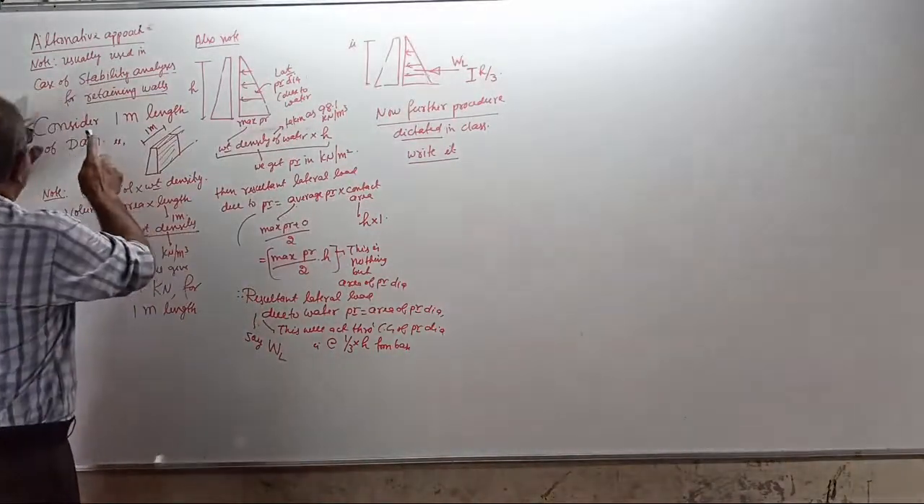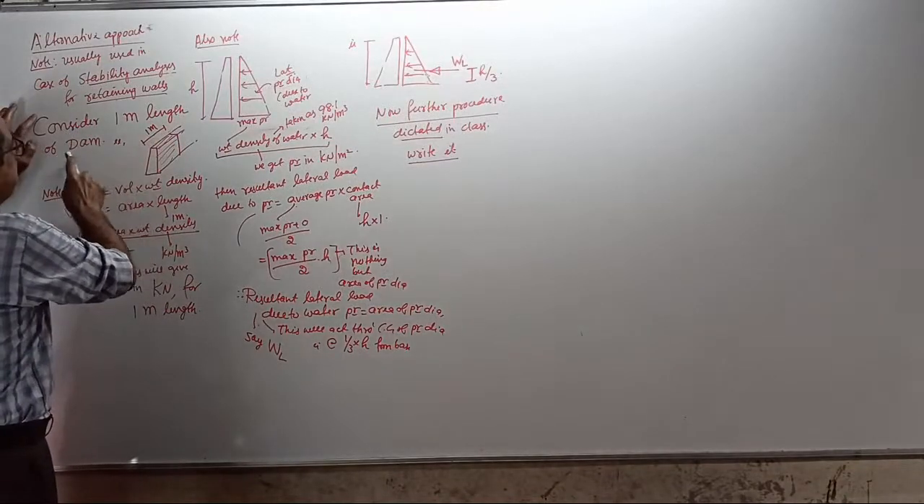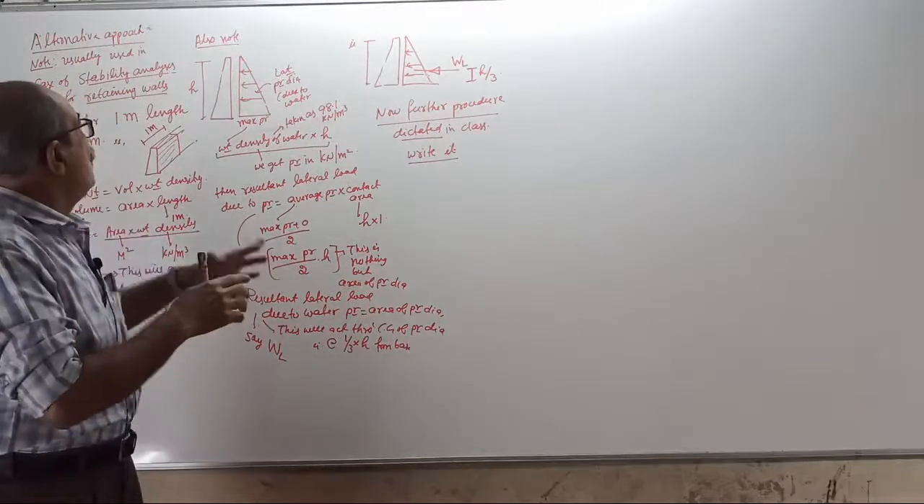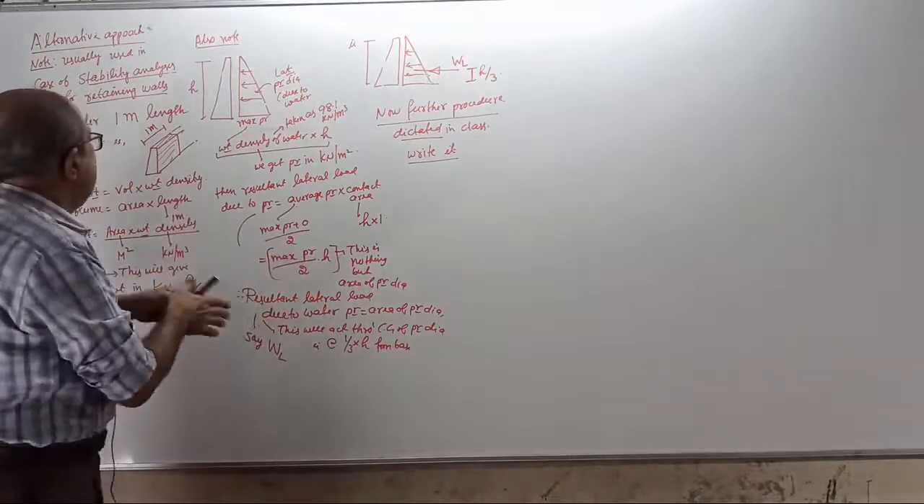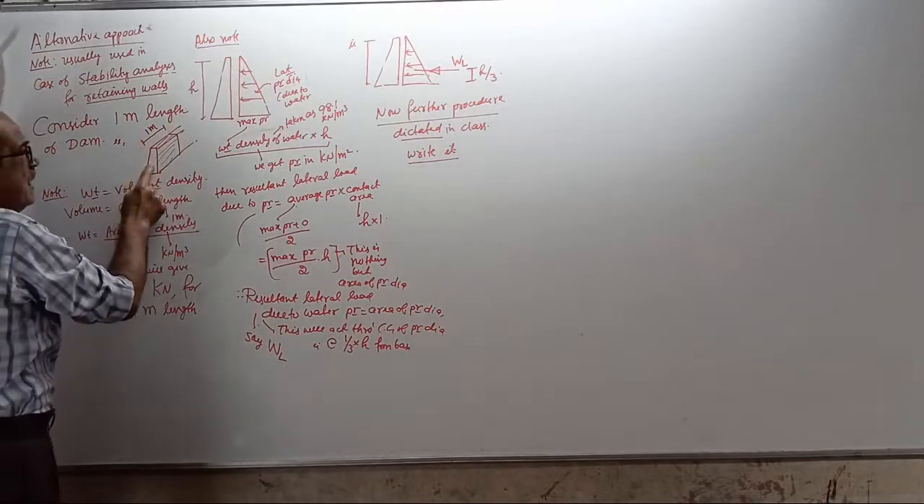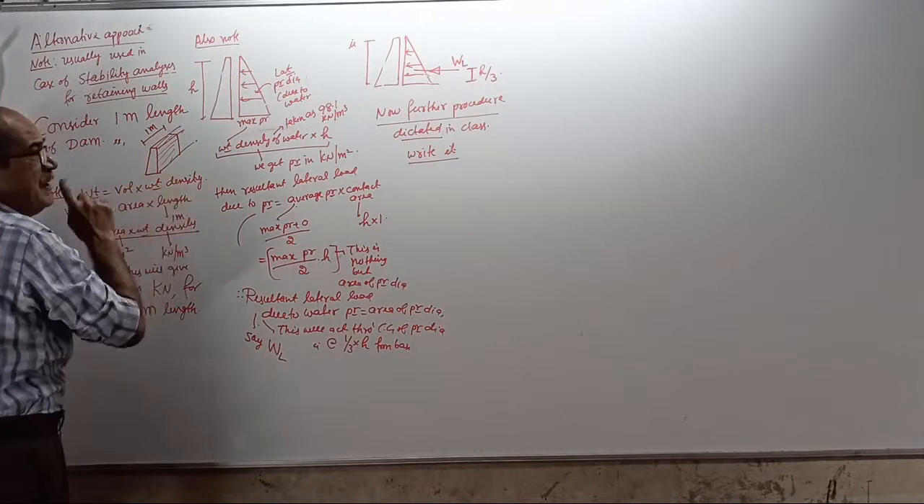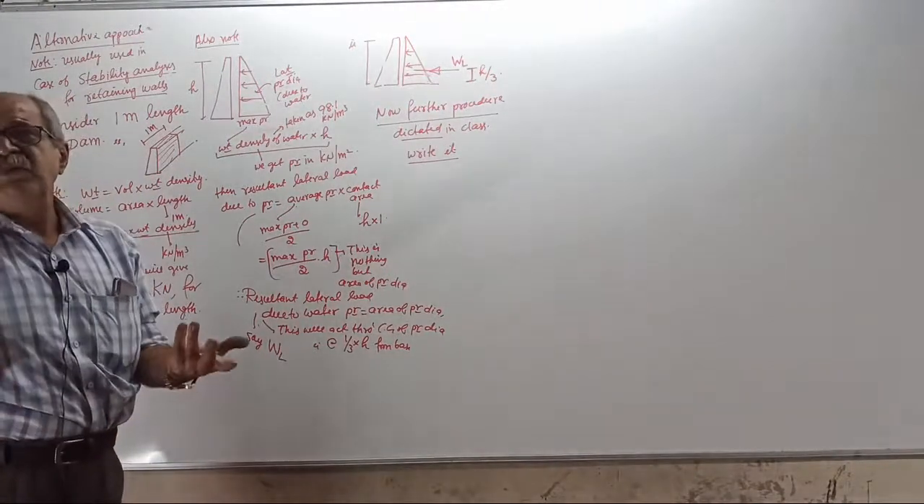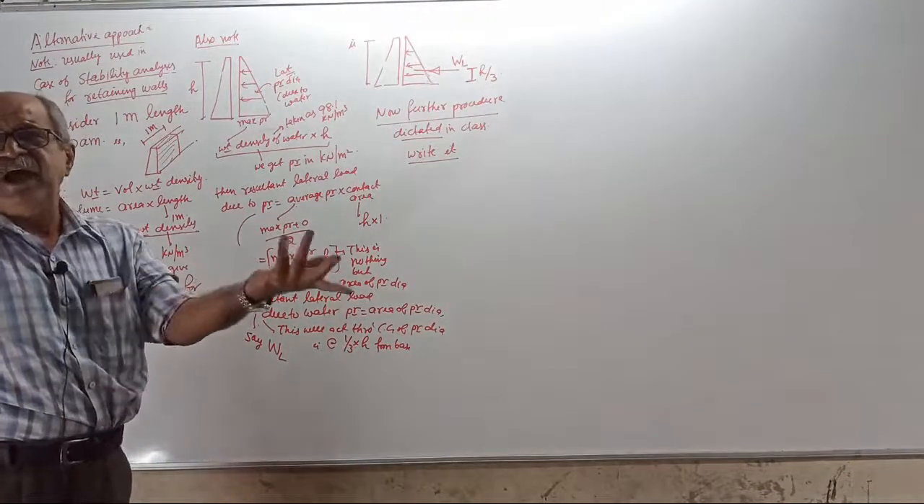See, consider 1 meter length of the dam. If it is a retaining wall, you write, consider 1 meter length of the retaining wall. Now one change: if it is a retaining wall, there will be a base slab here, which you account for. Then one extra weight will come, RCC, which I had done.